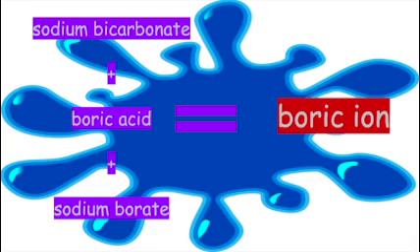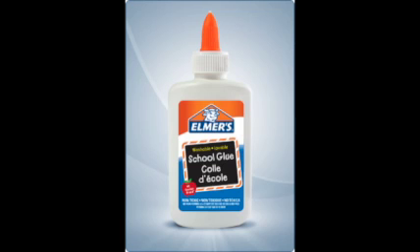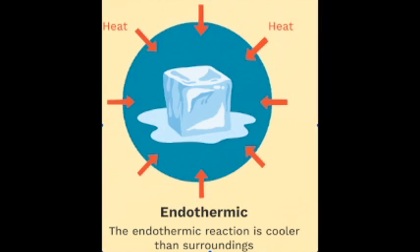The actual reaction between the sodium bicarbonate, boric acid, and sodium borate will create the borate ion that is needed to mix with the polyvinyl alcohol from the glue. This final reaction is endothermic, as it takes in energy from its surroundings. In other words, heat is a reactant in the chemical reaction. This addition of heat contributes to the slime's strange state of matter.